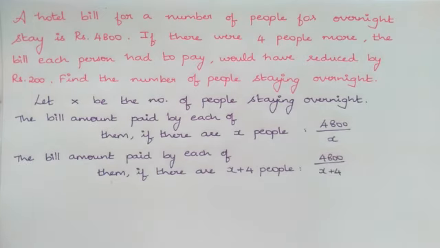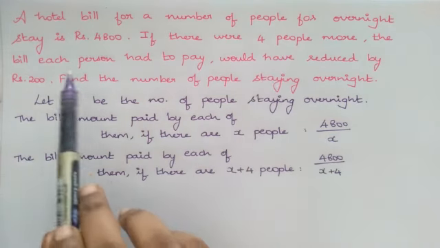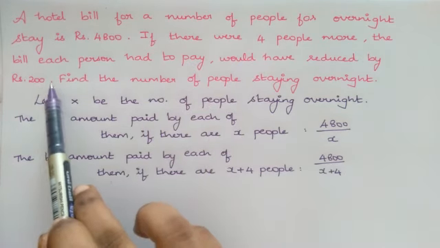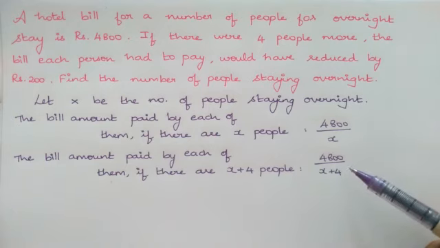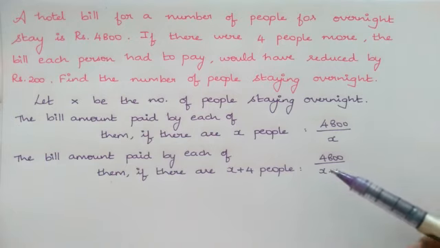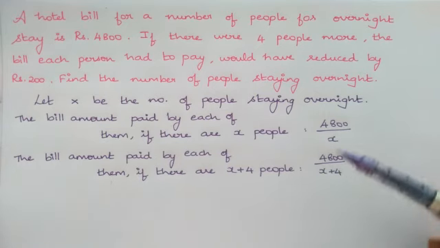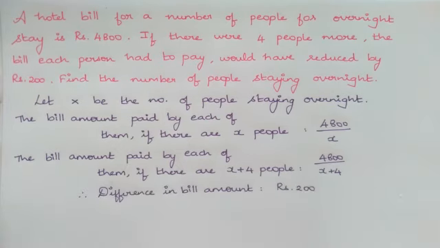Now they are saying if we are having 4 of them additionally in the room, then the bill each person had to pay would have reduced by rupees 200. Suppose in one case they are paying 800, in this case it is enough if they pay 600 rupees, because we are having more people, everybody has to share in the bill amount. So let's subtract both these fractions and equate it to 200. That will give us the number of people staying in the room. So the difference in bill amount is 200, therefore that's it.